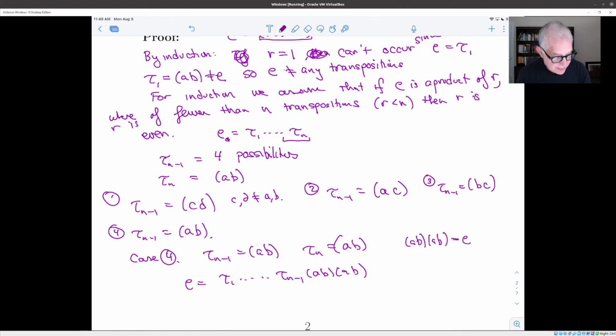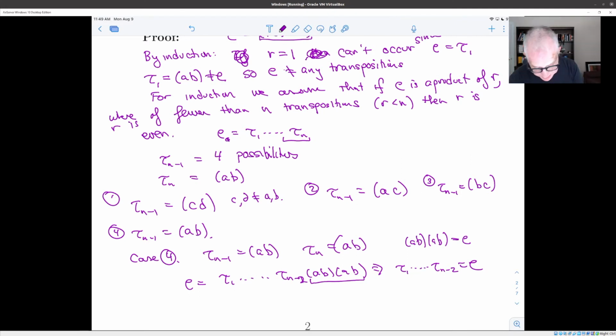Because B goes to A and then goes back to B, and A goes to B and then back to A, we can take these, they don't do anything, and so this should be tau n minus 2. This implies that tau 1 up to tau n minus 2 also has to equal the identity, because the identity times AB AB is the identity.